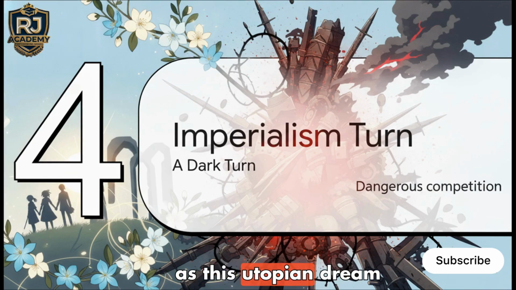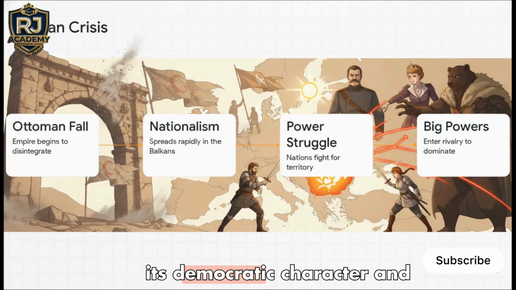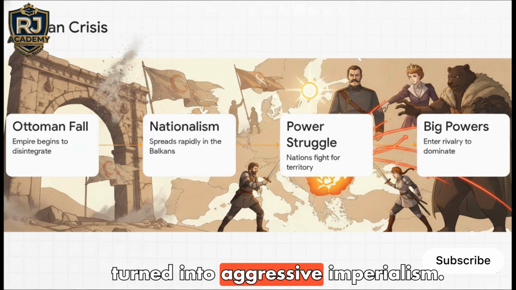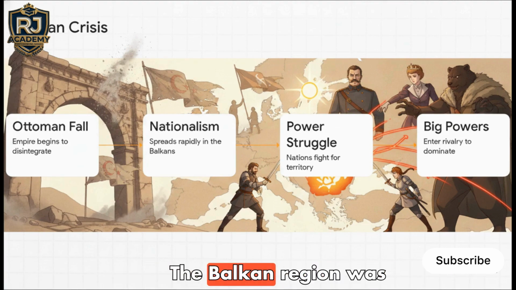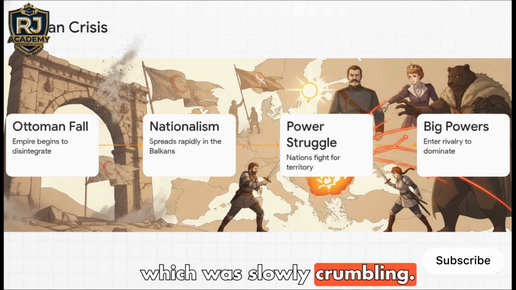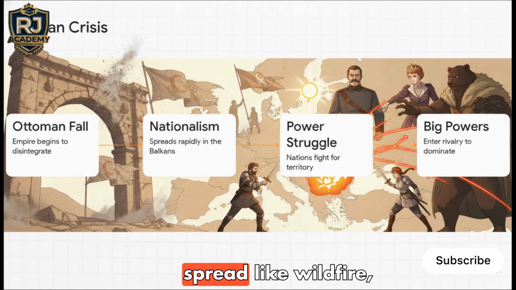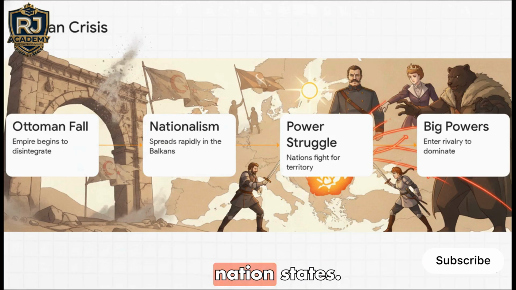What started as this utopian dream of freedom and brotherhood, it eventually took a much darker turn. Basically, that idealistic nationalism lost its democratic character and turned into aggressive imperialism. And we see this perfectly illustrated in the Balkans. The Balkan region was this highly diverse area controlled by the Ottoman Empire, which was slowly crumbling. As romantic nationalism spread like wildfire, the various groups living there desperately wanted their own independent nation-states.